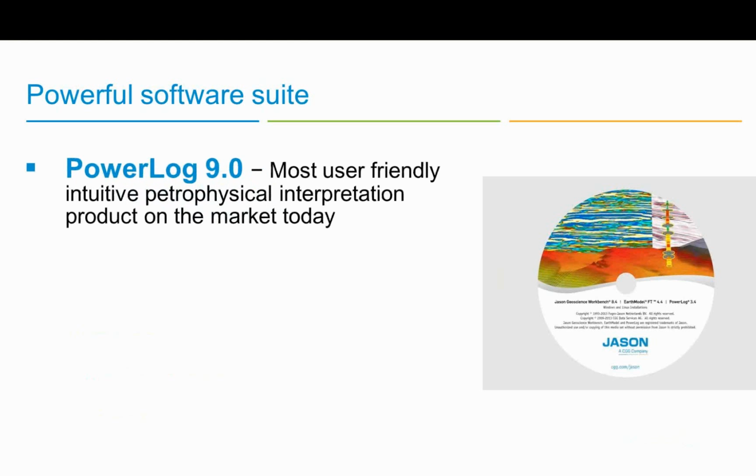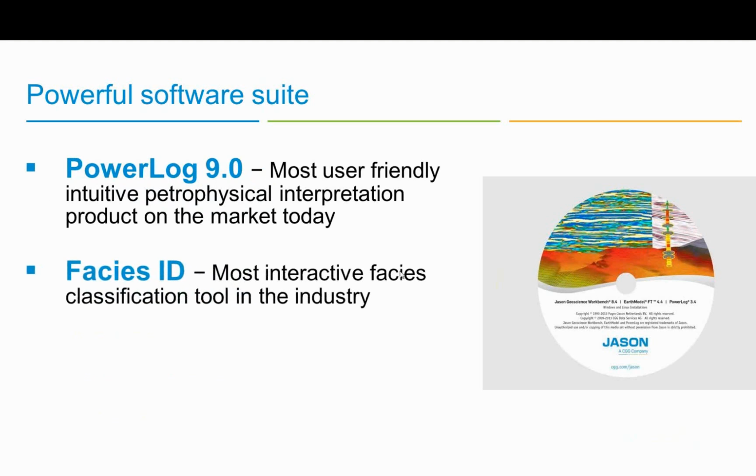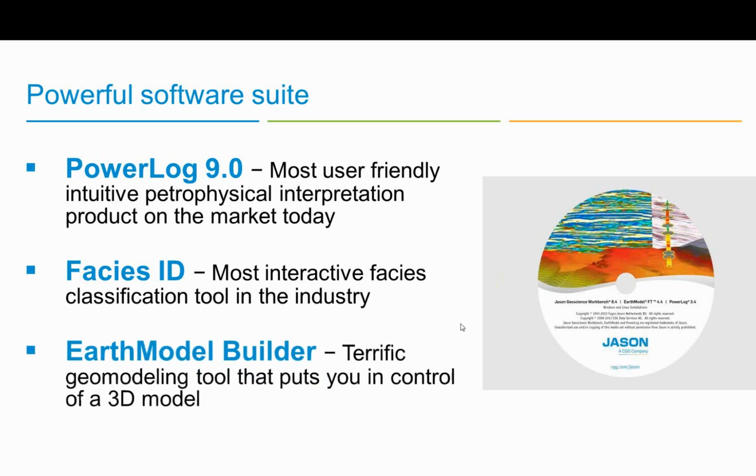We're now running PowerLOG 9.0. It's the newest release. It's very intuitive. It's the most intuitive and user-friendly package on the market today. That's what makes it so applicable to geologists. We have Facies ID, which is a great tool. It is really the most interactive facies classification where you go in and you define the centers of your n-dimensional clusters, and it computes the facies for you, and you have just total control. Very interactive, very, very user-friendly.